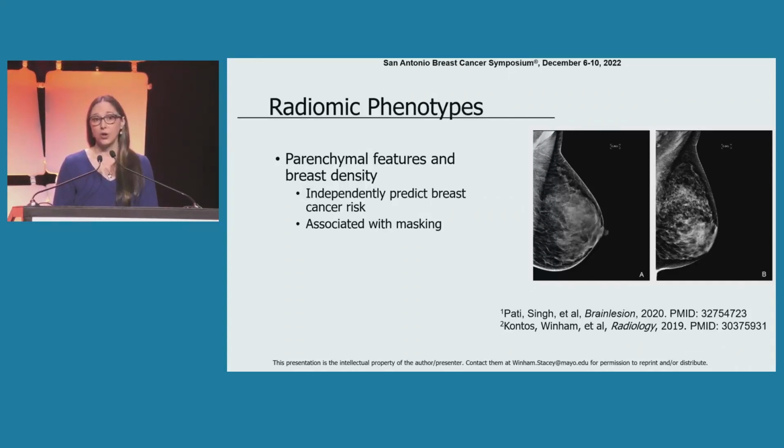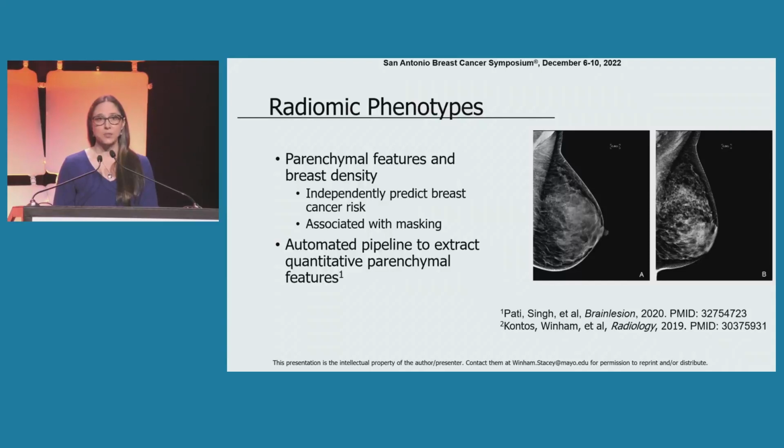We know how to quantitatively assess breast density. There's a number of methods already available to automatically and systematically assess breast density, but it's much less clear how to quantitatively assess the parenchymal pattern. How do we quantitatively distinguish the images on the left and the right? And this is where the idea of the radiomic phenotype comes in, where we use a large number of parenchymal features to define a phenotype.